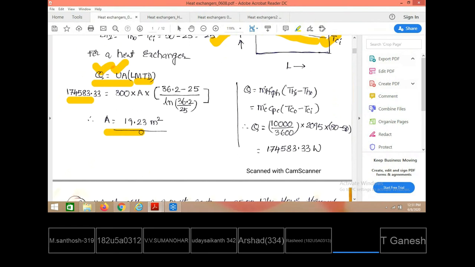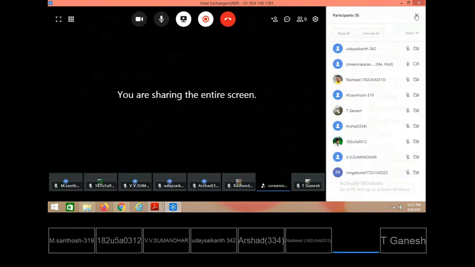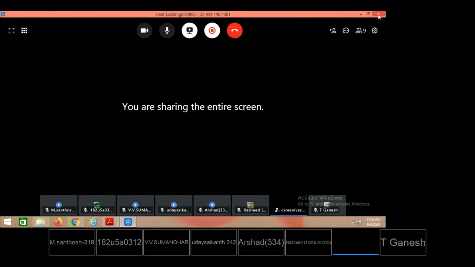This size of area is required for the heat exchanger to drop the temperatures as per the given values. So this is how we will solve such problems in the case of heat exchangers. Hope you have understood. I am closing here.